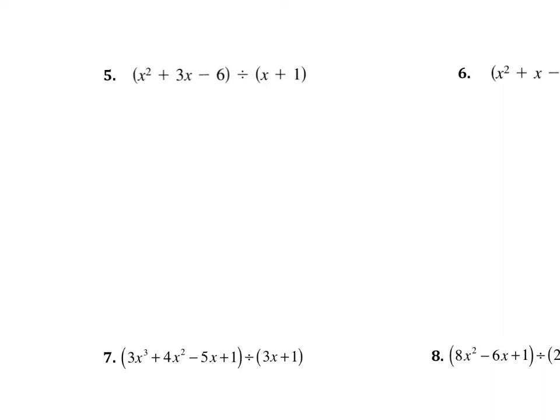Howdy! Let's take a look at problem number 5 from the notes and see about how to divide this out. So this here goes inside the division bar, like so. And then the divisor, which is the thing doing the dividing, is x plus 1. So this is the divisor, this is the dividend, and up here is the quotient. That would be the answer with any remainder there.